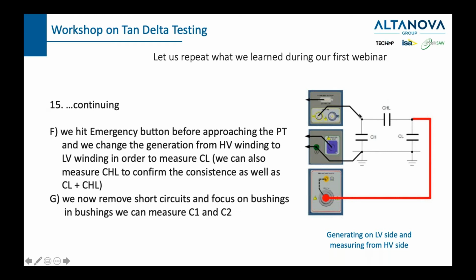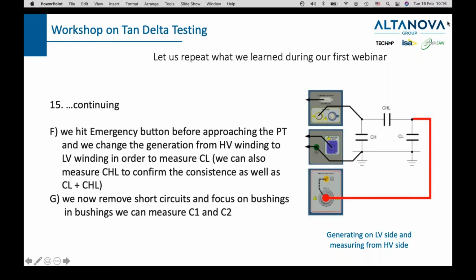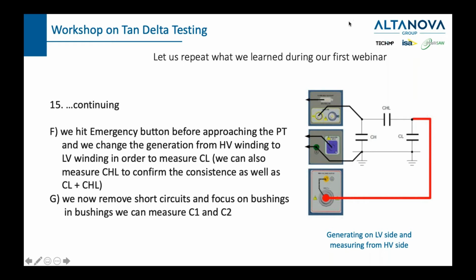After we have measured the capacitances of the body of the transformer, what we will be doing is measuring the bushings. So when we go to measure the bushings, we need to remove the short circuits because we measure each bushing by itself. So phase A, phase B, and phase C. And we measure C1 and C2. We need a tap adapter. We need a measurement point for the bushing measurement. And that measurement point is usually located at the bottom of the bushing.